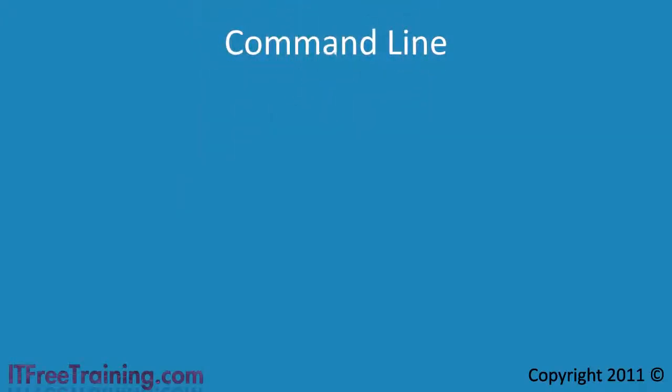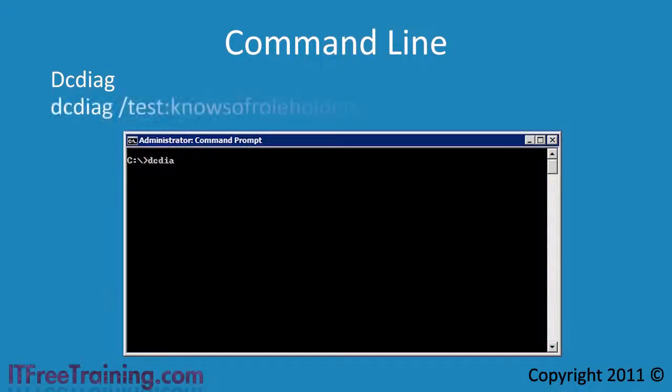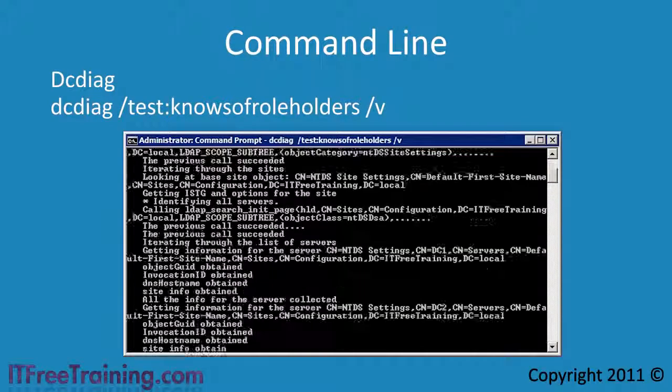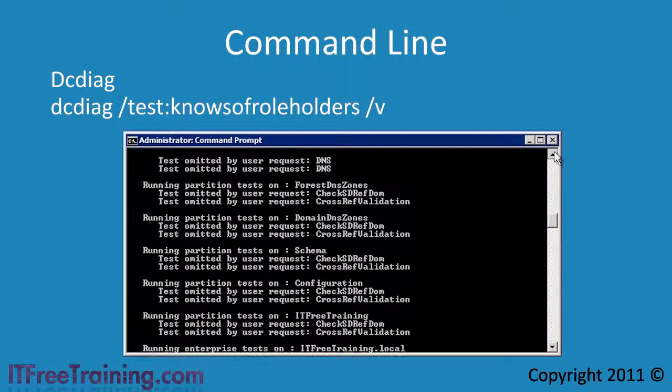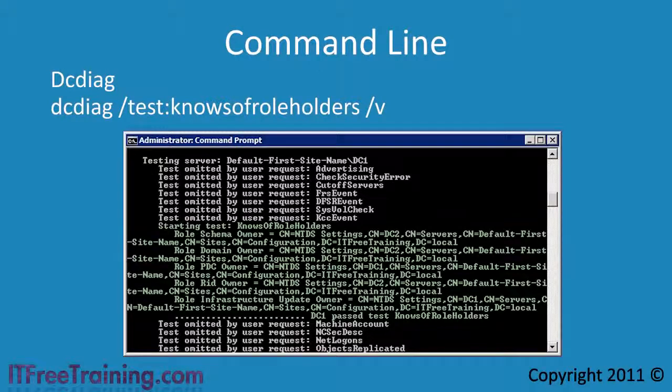Windows also comes with a command line tool that can be used to find out which domain controller has which roles, called dcdiag. If you run this command with /test: followed by knowsofroleholders, this will tell you which domain controllers have which roles. I have added the /v switch for verbose to give us additional information. If I scroll up, listed here are all 5 of the Operation Master roles and which domain controllers they are currently located on. This concludes how to move Operation Master roles around in Active Directory.